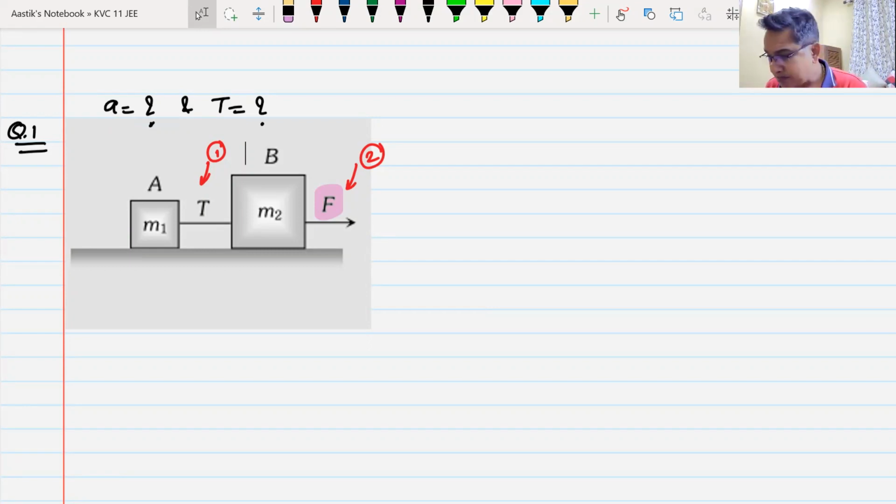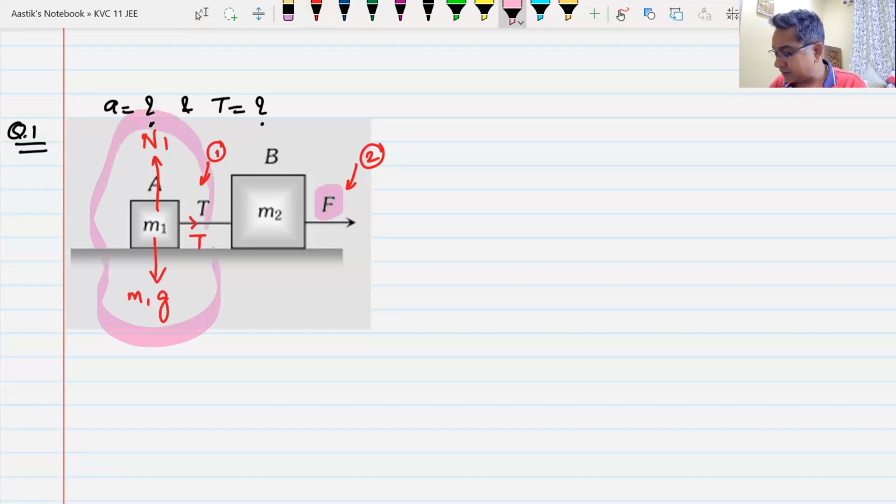Now, what is the actual way of doing it? Step number one, draw the sketch. The sketch is there. Step number two, draw the free body diagrams. I'll draw the free body diagram: m1g downward, this is N1, then there is tension T in the string here. So this blue thing becomes the free body diagram of this blue block. Yes or no?